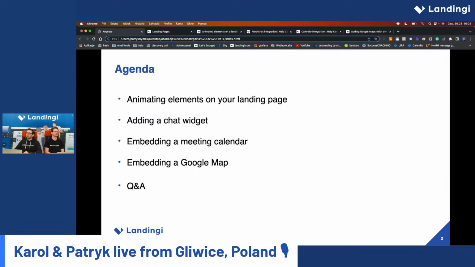About animating elements on your landing page, adding a chat widget. We are going to explain the process on Freshchat, the very same tool we are using in our everyday work in our support team. We are going to embed a meeting calendar based on the Calendly tool. And we are going to embed a Google Map, which is quite useful for event landing pages. And we'll leave a couple of minutes at the end of our webinar to answer your questions.